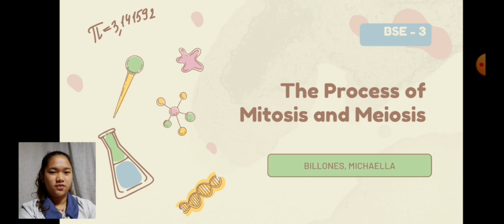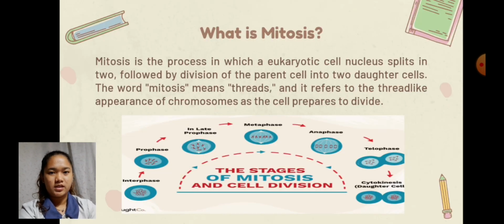And for today's video, I will be discussing the process of mitosis and meiosis. What is mitosis? Mitosis is the process in which a eukaryotic cell nucleus splits in two, followed by division of the parent cell into two daughter cells. The word mitosis means threads, and it refers to the thread-like appearance of chromosomes as the cell prepares to divide.